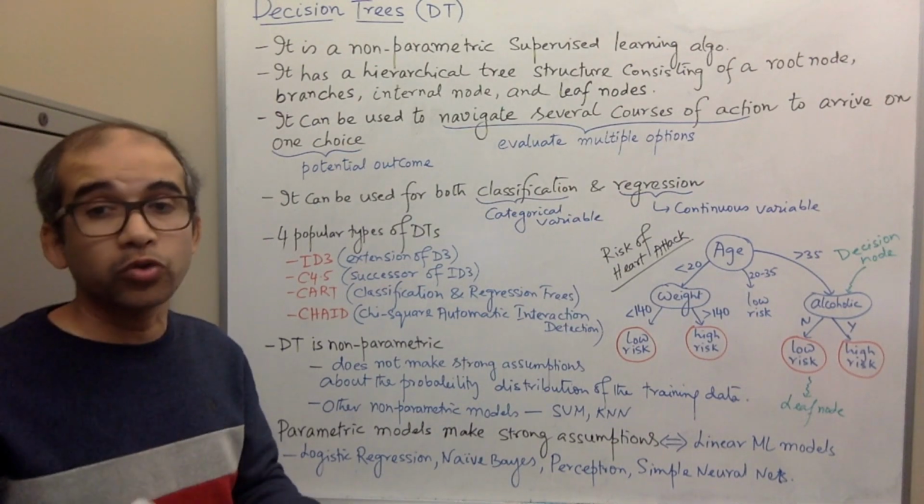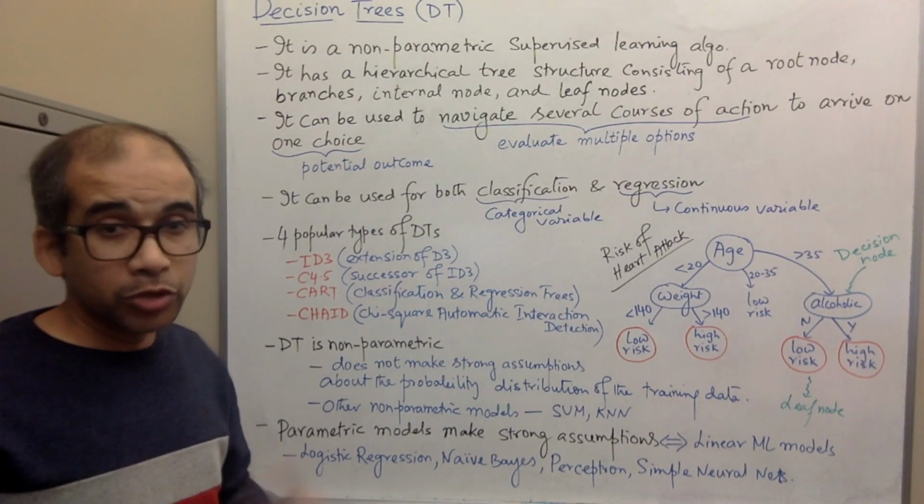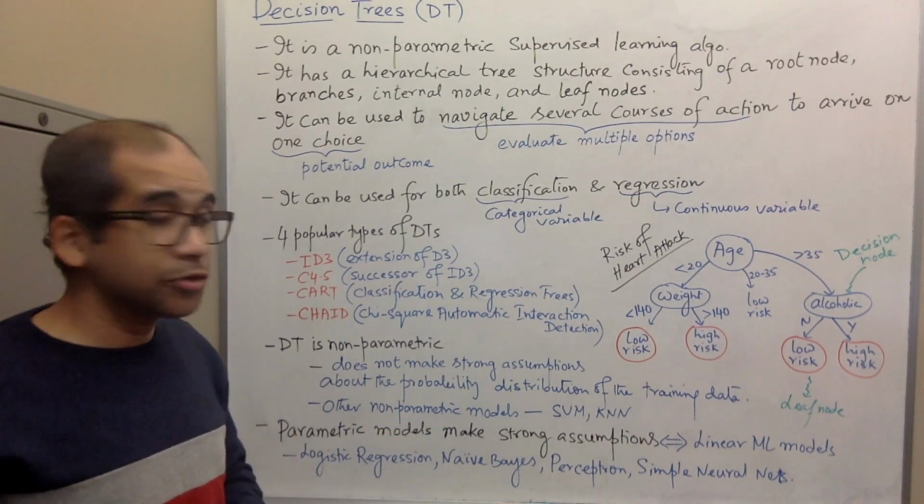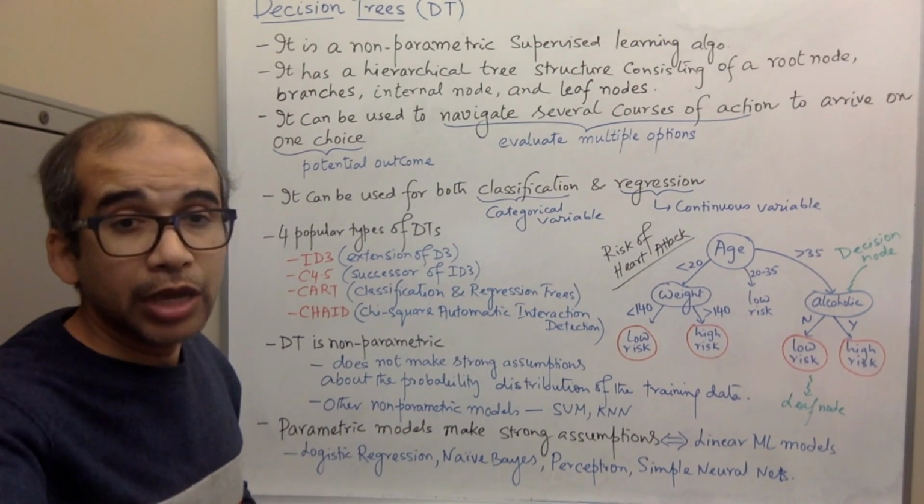They are slow to train because they have to go through all the samples. We'll talk about it a little more. So this is the decision tree, and then we'll see a more detailed example.